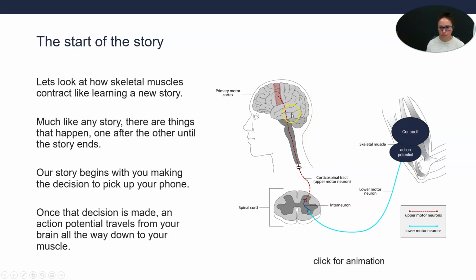But for you guys at this stage of your learning, I just want you to understand that a signal starts in your brain and travels all the way down here. And when it gets to your muscle, it tells your muscle to contract.